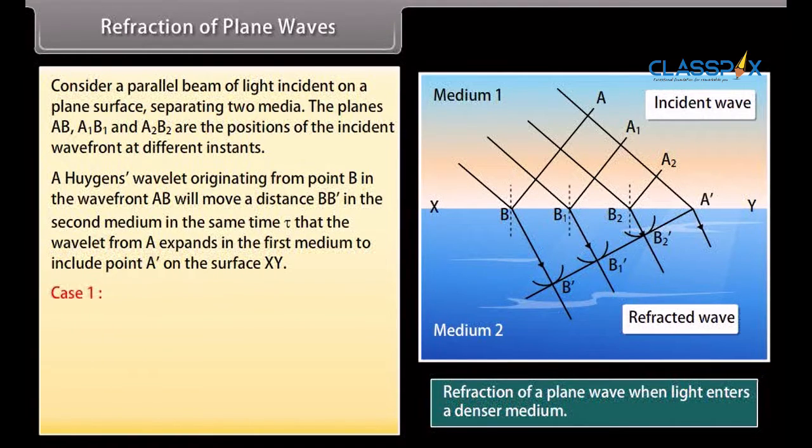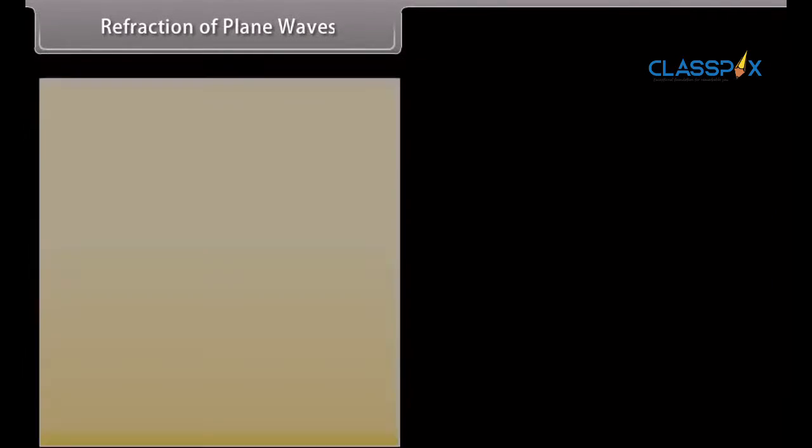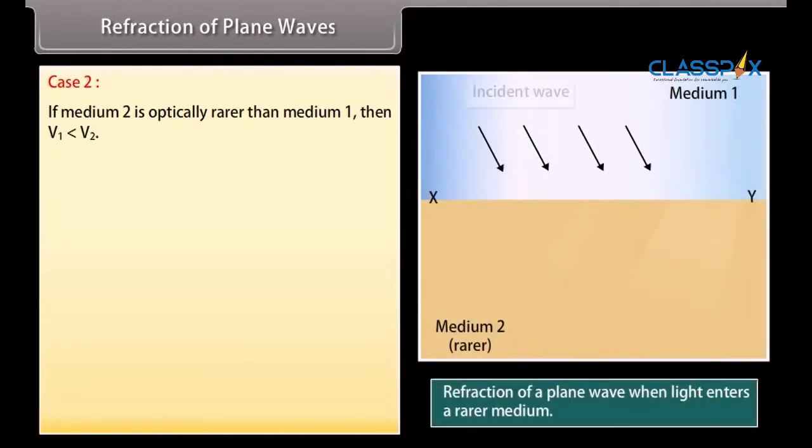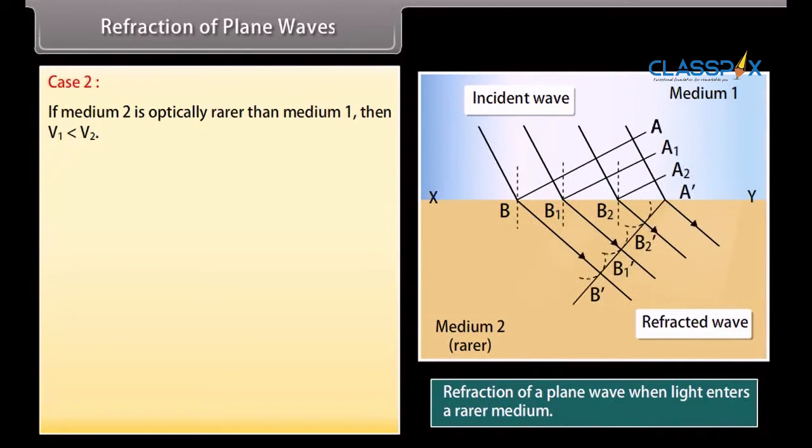Case 1. If medium 2 is optically denser than medium 1, then v1 is greater than v2 and hence A is greater than B. The ray is bent towards the normal. Case 2. If medium 2 is optically rarer than medium 1, then v1 is less than v2 and hence A is less than B. The ray is bent away from the normal.